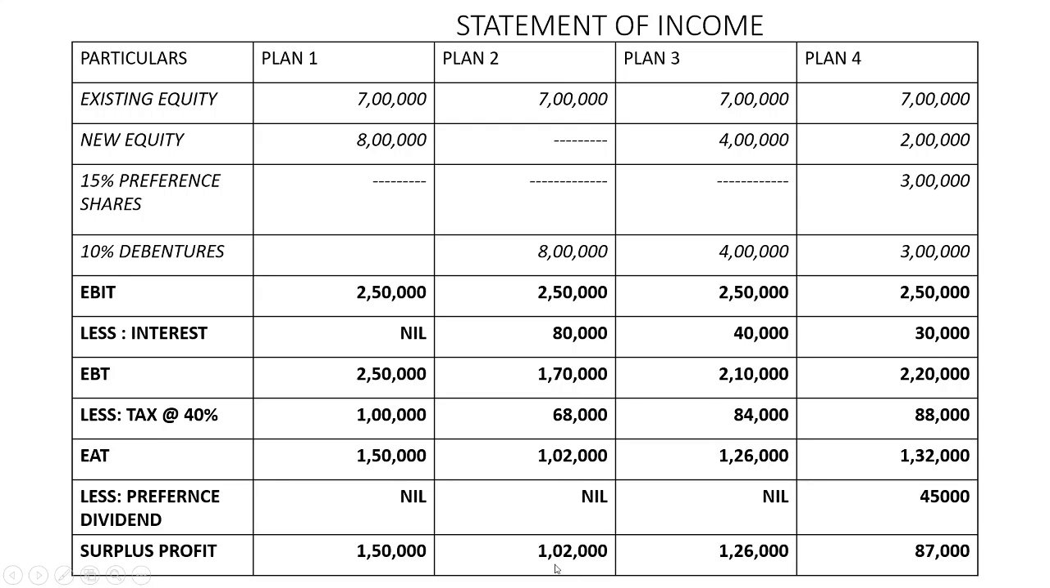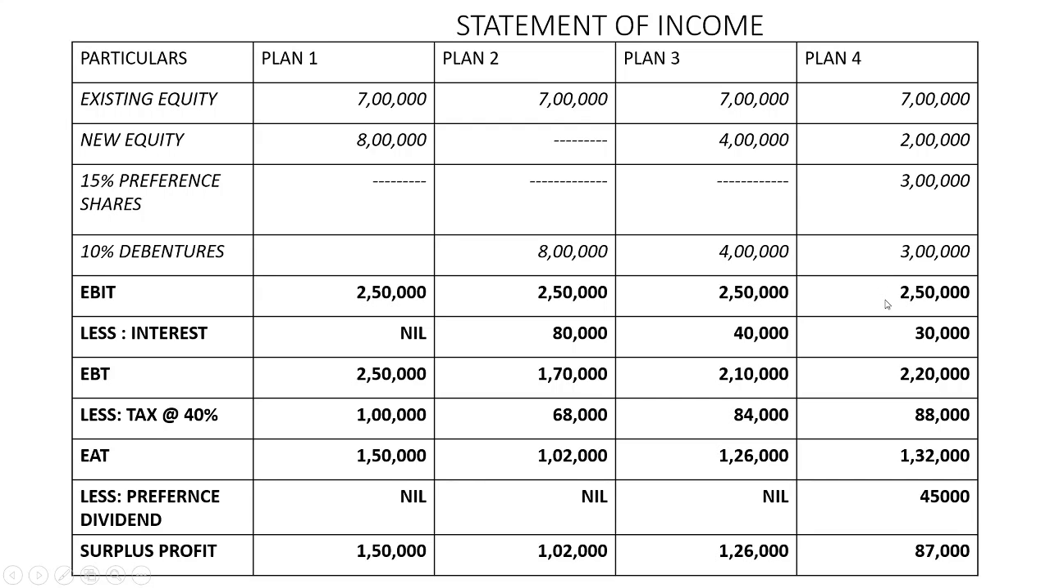Surplus profit is equal to 1,02,000. Plan 3, EBIT is equal to 2,50,000. Less interest, you can see debenture 4 lakh, 10% debentures, so 40,000. EBT, 2,50,000 minus 40,000, 2,10,000. Tax is 84,000, 40% of 2,10,000. So what we get is earnings after tax 1,26,000. Less preference dividend 0. So surplus profit is equal to 1,26,000.